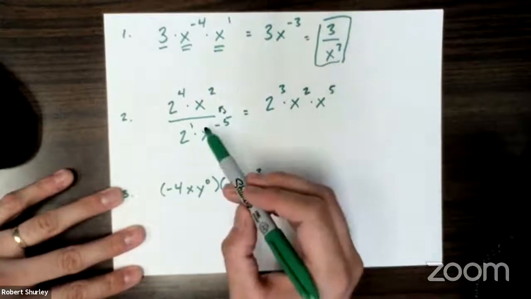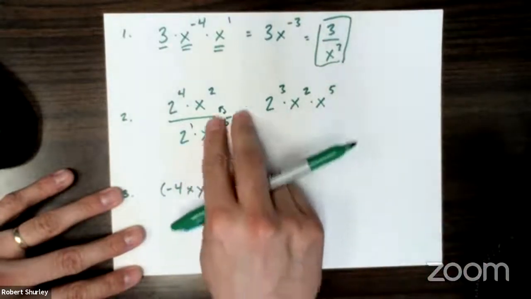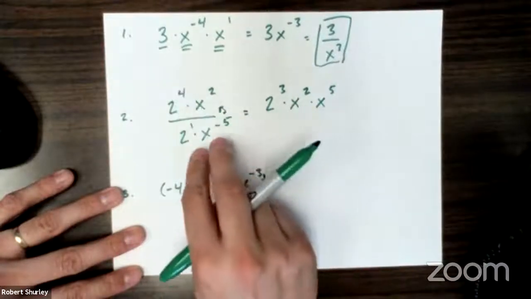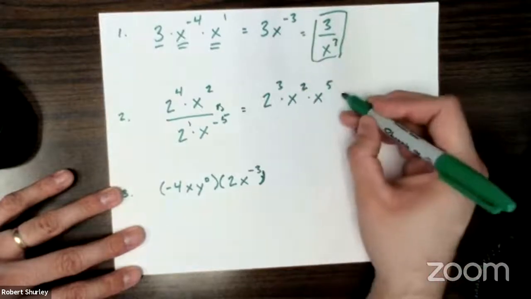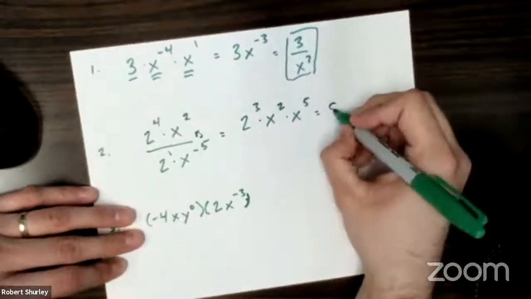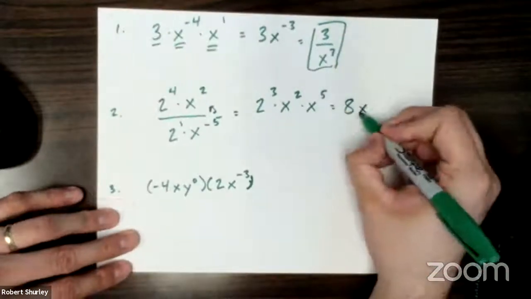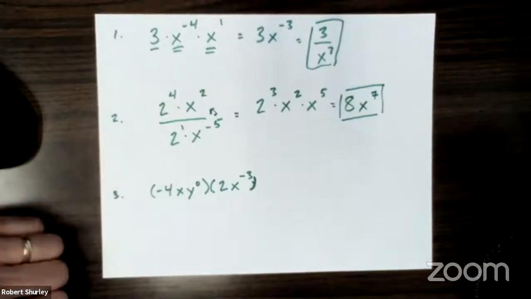Now what I did is I made everything multiplication, okay? By moving everything to the numerator, I made it multiplication, which means you can add those exponents. So now 2 cubed, 2 times 2 times 2, that's just 8. And then we have x to the 7th. So 8x to the 7th power, okay?